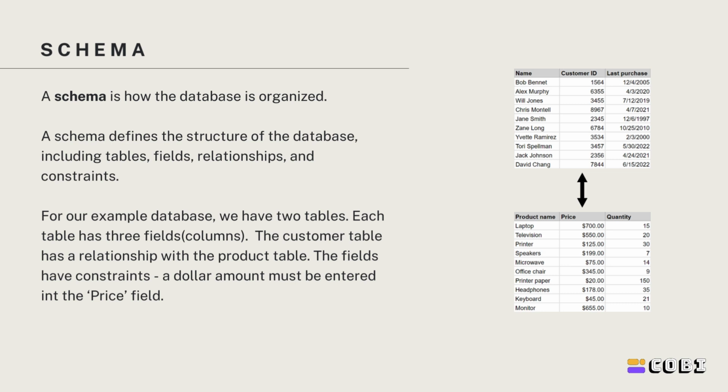Next, schema. Schema is how the database is organized. A schema defines the structure of the database, including tables, fields, relationships, and constraints. For our example database, we have two tables. Each table has three fields or columns. The customer table has a relationship with the product table. The fields have constraints. A dollar amount must be entered into the price field, for example. And again, here we see Jack Johnson bought speakers and an office chair. This is the relationship between our two tables in our relational database.